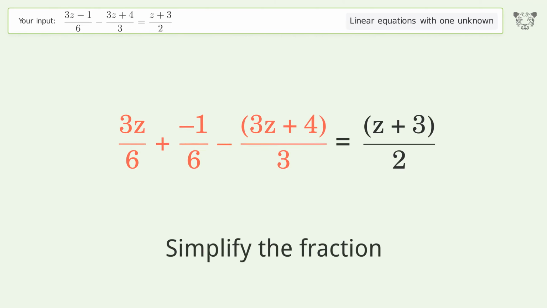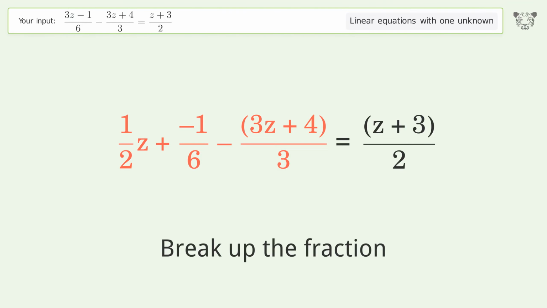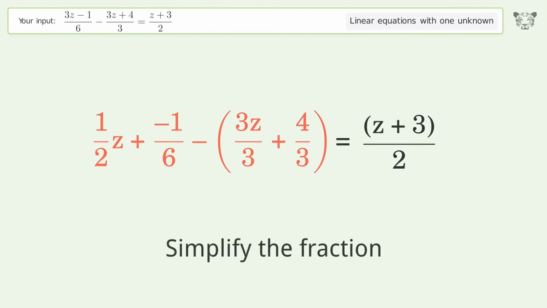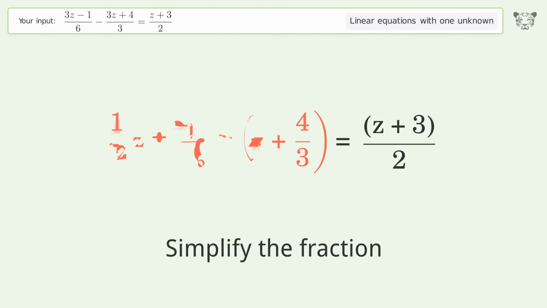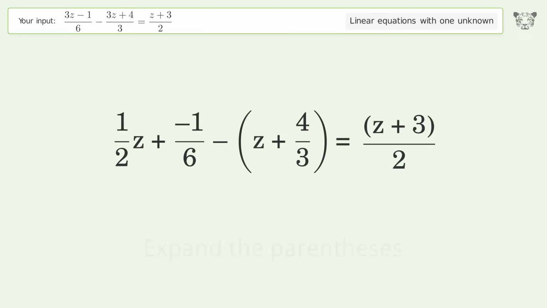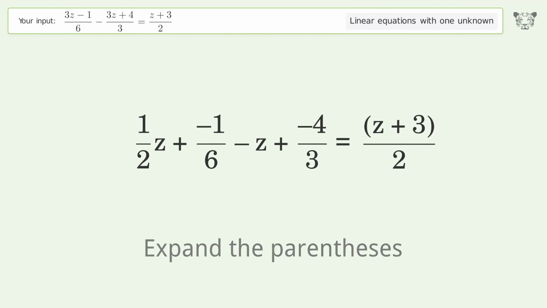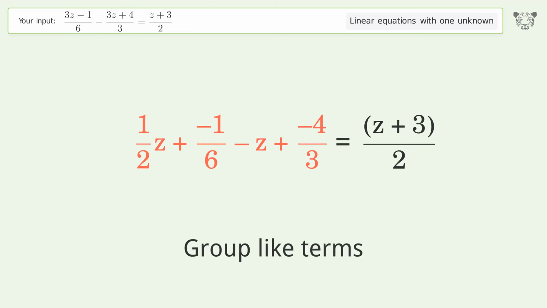Simplify the fraction. Break up the fraction. Simplify the fraction. Expand the parentheses. Group like terms.